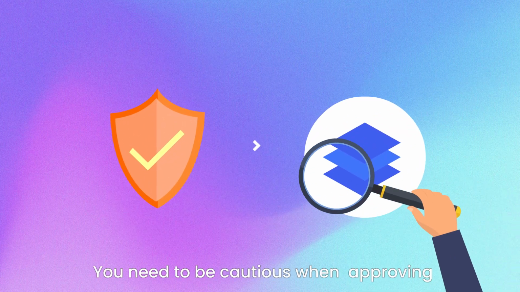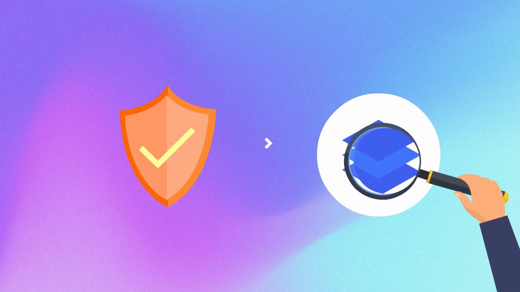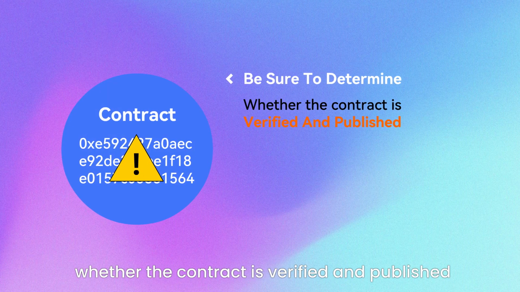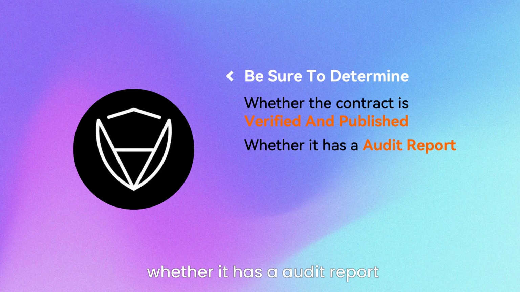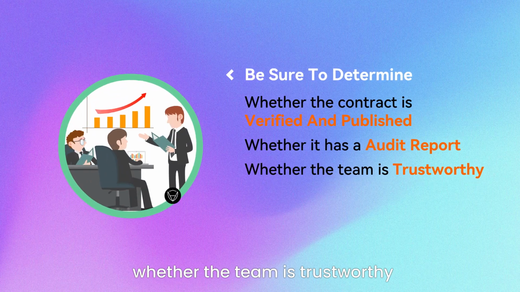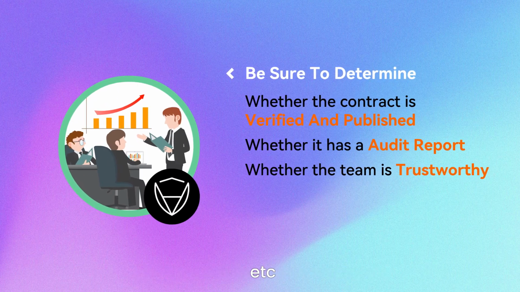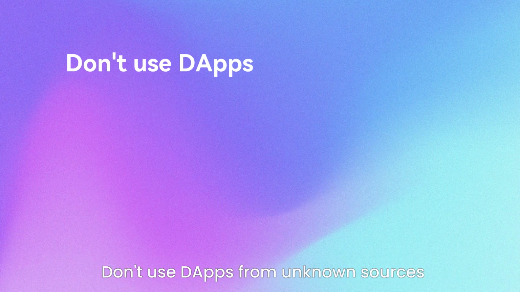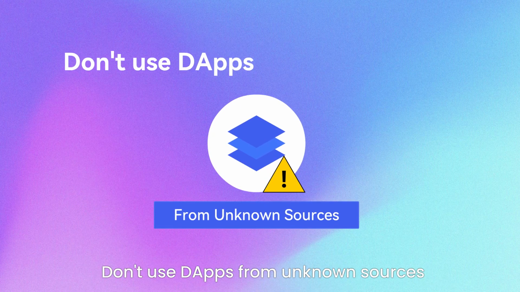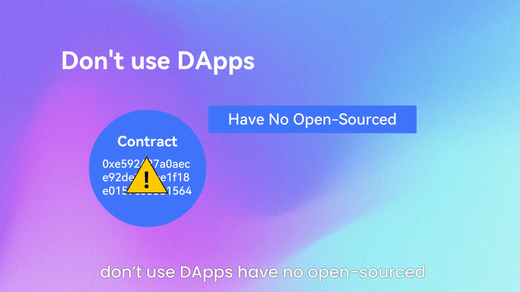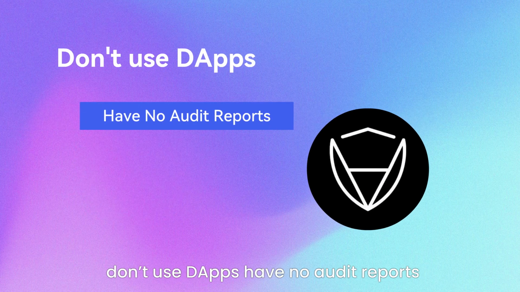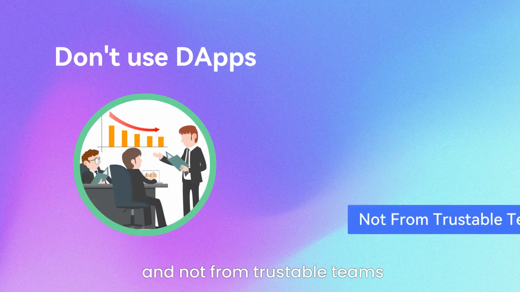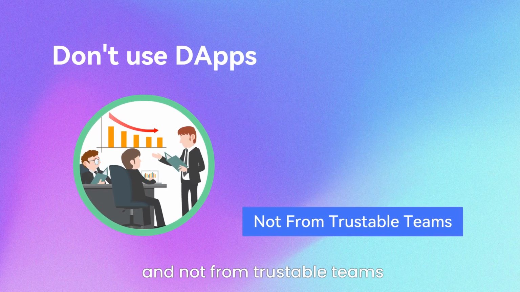You need to be cautious when approving. Be sure to determine whether the contract is verified and published, whether it has an audit report, whether the team is trustworthy, etc. 1. Don't use dApps from unknown sources. Don't use dApps that have no open source. Don't use dApps that have no audit reports, and are not from trustable teams.